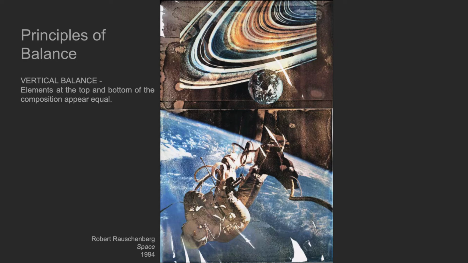As opposed to vertical balance. In this instance, the image is balanced. We have something on the top and we have something on the bottom. They are vertical of each other, but it has a left and right sort of balancing point. So this is vertical balance because they're balanced on top of each other.